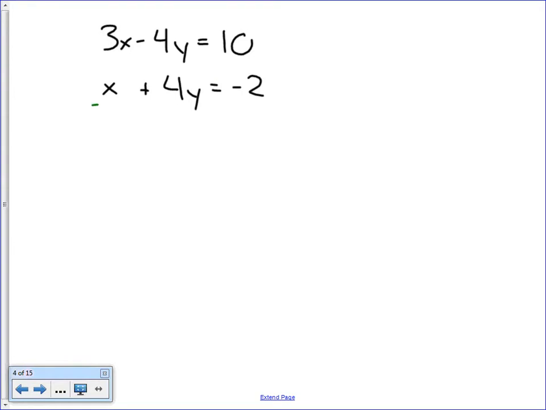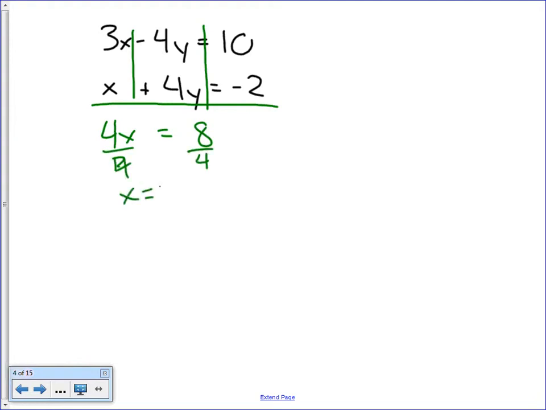Once again, for the next one, I don't have to do that first step, because if you notice I have a negative 4y and a 4y, so those will cancel when I add them together. 3x plus x will give me 4x. Those zero out. 10 minus 2 will give me an 8. Solving for x, divide by not 2 but a 4, and x will equal 2.